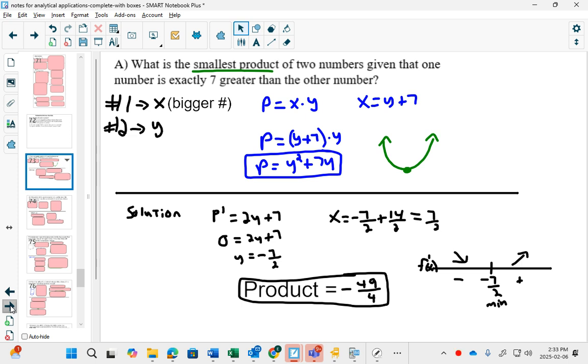And then once you have your equation that has only one variable on the right side, we can use our skills in derivatives to find the max or the min, take that value and plug it back into the original equation and solve.